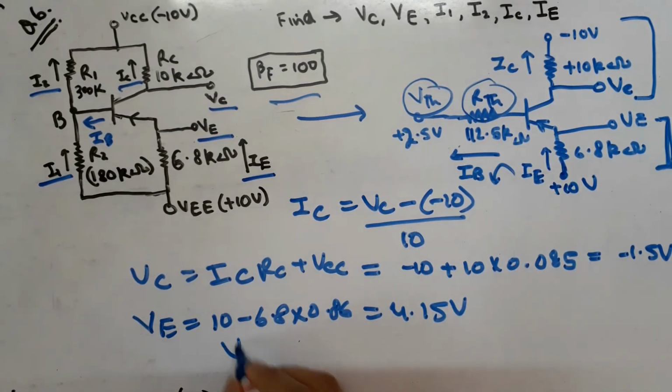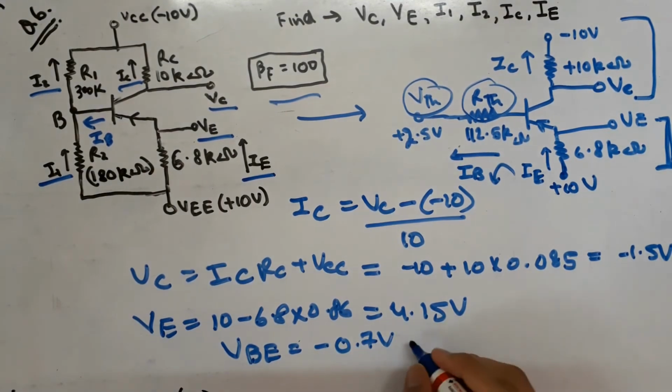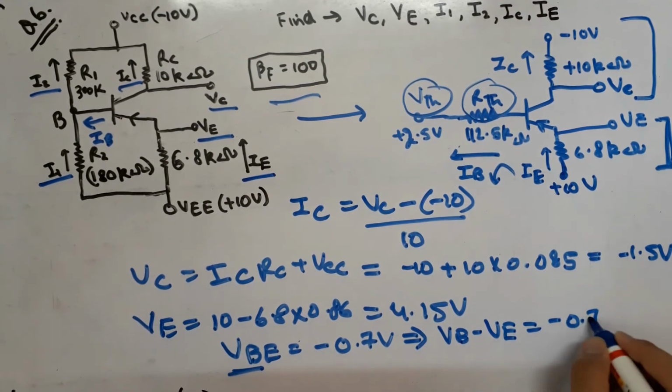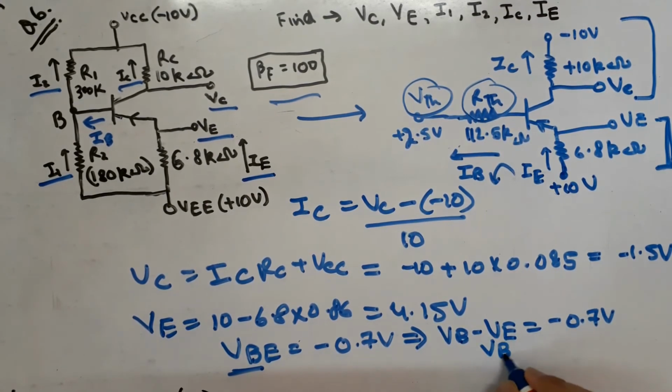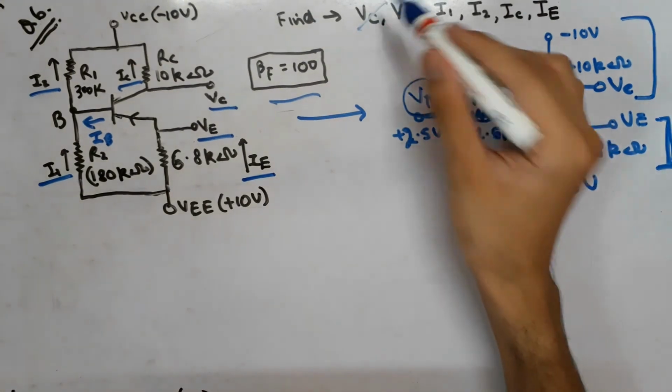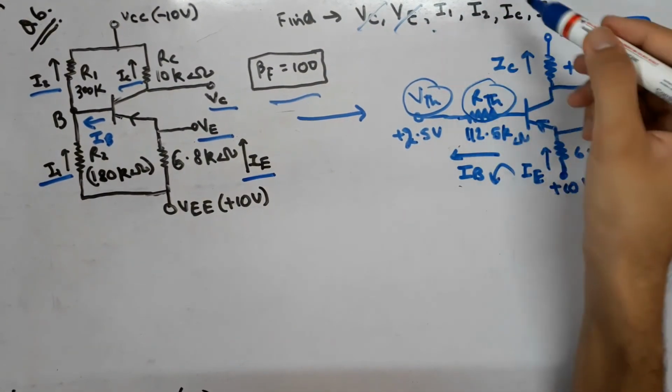Now we also know that in a PNP transistor, VBE is equal to minus 0.7 volts. So from here we can get the value of VB, that is VB minus VE is equal to minus 0.7 volts. From here VB will come out to be equal to 3.45 volts. We have found out the value of VC, VE, IC and IE.